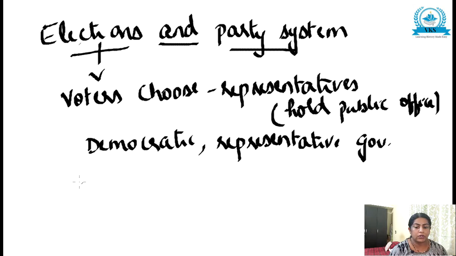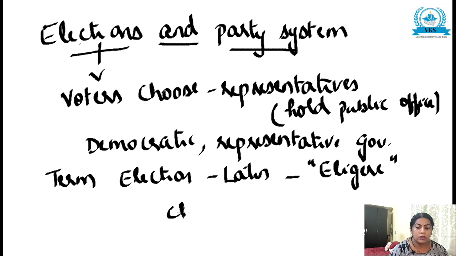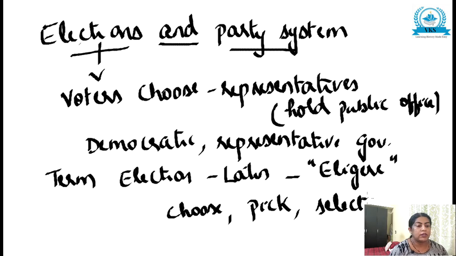Now, the term election is derived from a Latin word, elegere. The meaning is to choose, to pick or to select. So the term election is derived from the Latin word elegere, meaning to choose, to pick or to select. That means election is where voters choose their representatives to hold the public office.